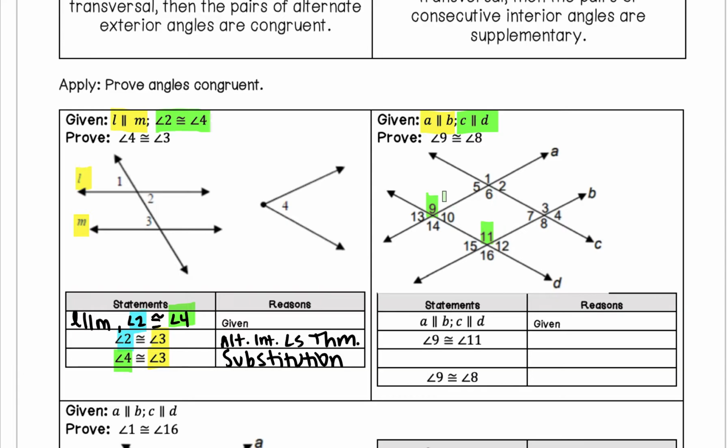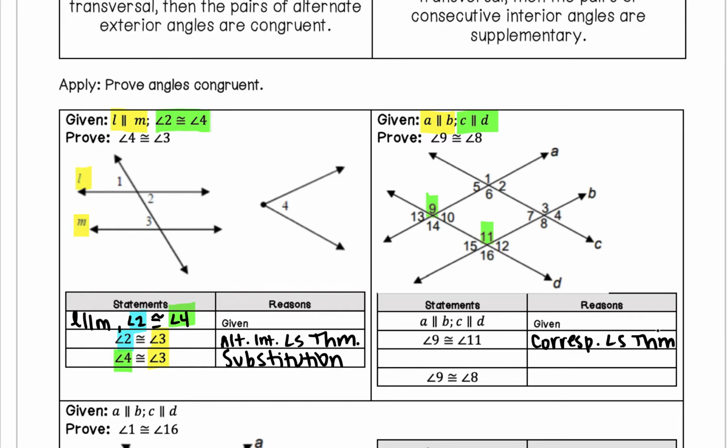Well, when we look at these two angles, the transversal that they're with is transversal D, and they are cutting through those parallel lines A and B. So 9 and 11 are both on the top of their parallel line, and they are to the right of the transversal. So we can say that those two are congruent because they are corresponding angles. So we're going to use the corresponding angles theorem here.